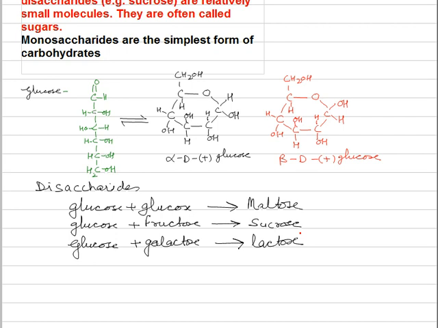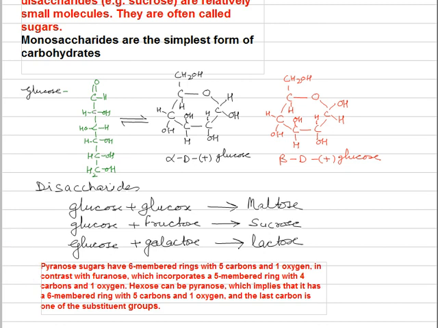Now when two monosaccharides combine together, they are called disaccharides. Glucose and glucose, that is two molecules of glucose, form maltose. Glucose and fructose form sucrose. And similarly, glucose and galactose form a molecule of lactose. So these are called disaccharides. Now, how the bonding takes place is very important here, because based on this, we will have different types of polysaccharides.